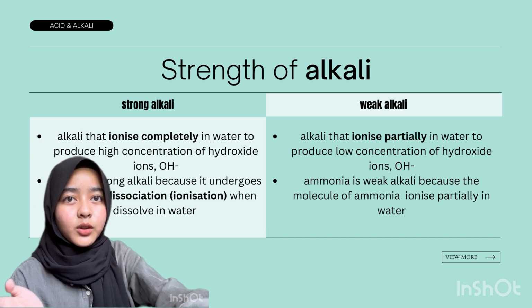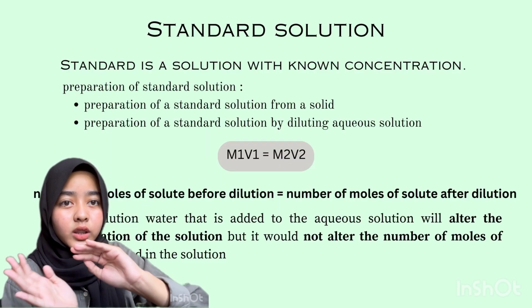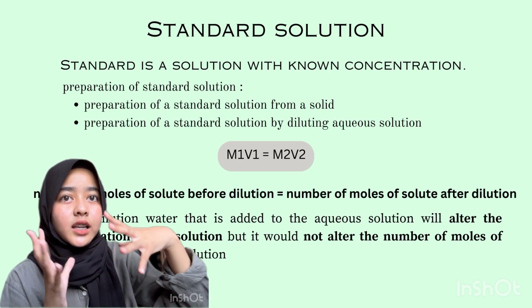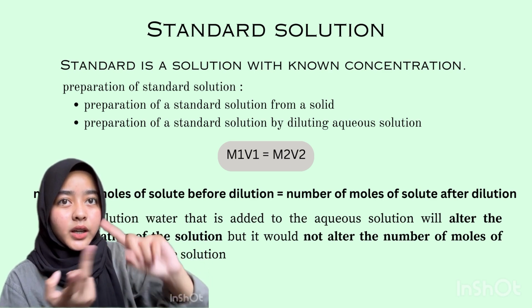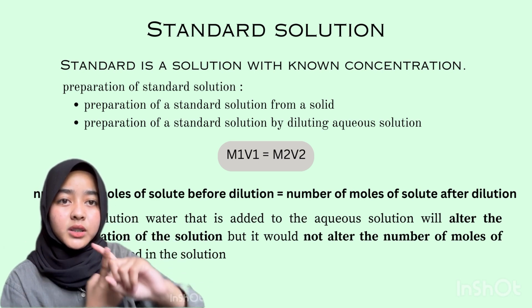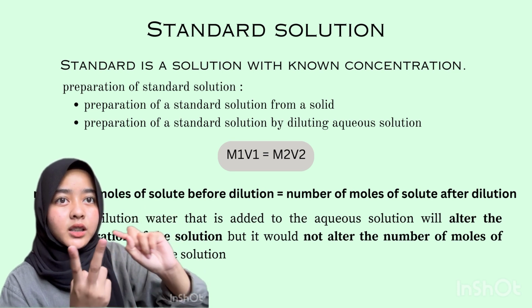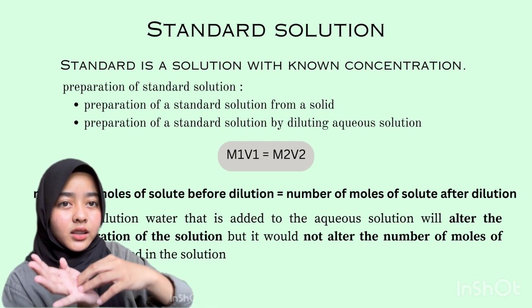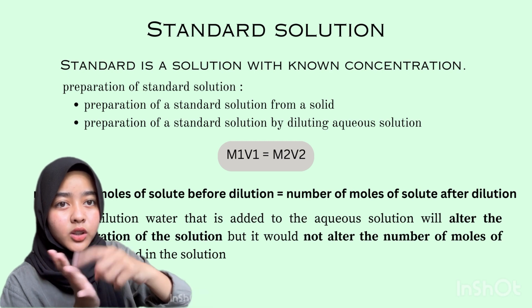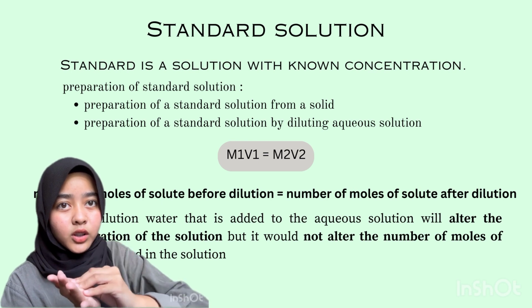Okay, let's go to the next subtopic, which is standard solution. A standard solution is a solution with known concentration. We can prepare a standard solution by experiment: the first is preparation of a standard solution from a solid, and the second is preparation of a standard solution by diluting an aqueous solution, and then they give us the formula, M1V1 equals M2V2. M is the concentration, and V is the volume.